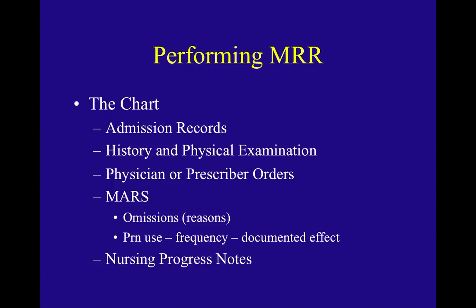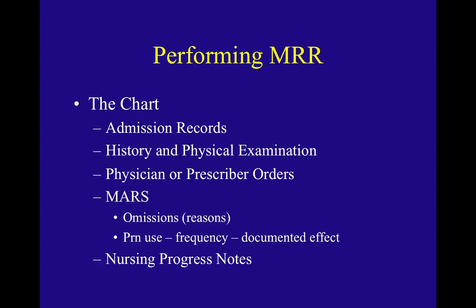You want to find out where the physician prescriber orders are. You want to find out how they use MARs. Is it electronic? Is it paper? So you can look at things such as omissions, whether or not they're missing a medication. Look at the frequency of PRN drugs. And the other thing is, it's required in a nursing home that if they use a PRN drug, they document whether it worked.